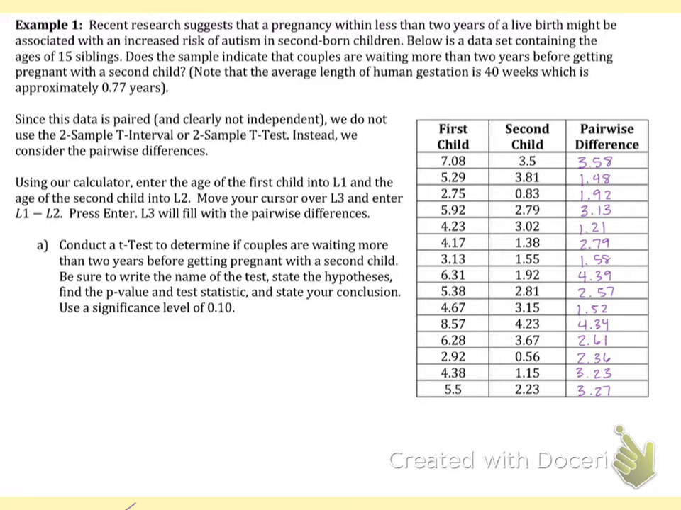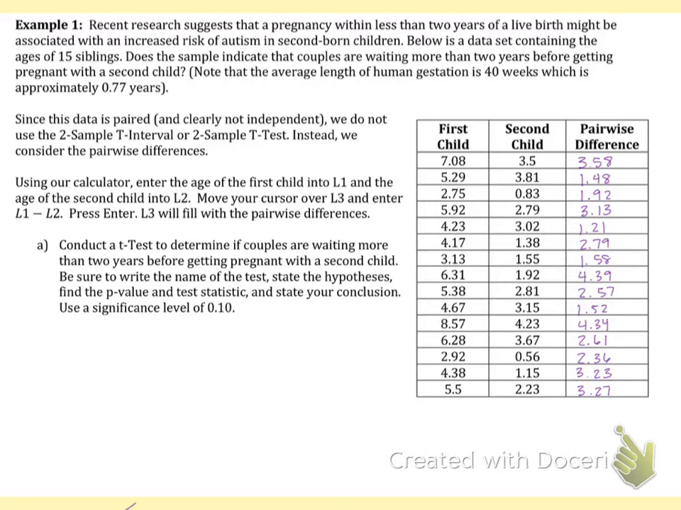It says, recent research suggests that a pregnancy within less than 2 years of a live birth might be associated with an increased risk of autism in second-born children. Below is a data set containing the ages of 15 siblings. Does the sample indicate that couples are waiting more than 2 years before getting pregnant with a second child?